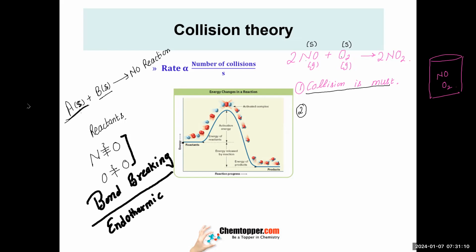Some children say they don't know the word energy profile. This is the energy profile. This is the reactant. You can see the word reactant here. This is the product. The very first step is that we need to break the bonds of the reactant, right? We need energy. Here is the energy, children, over here. Energy is needed. Can you see this?